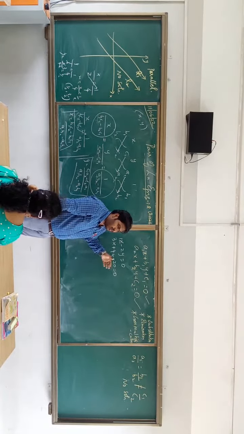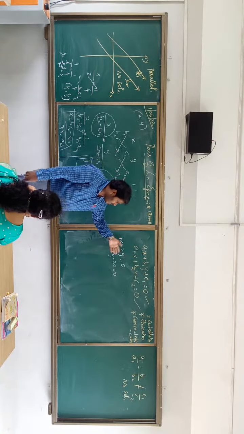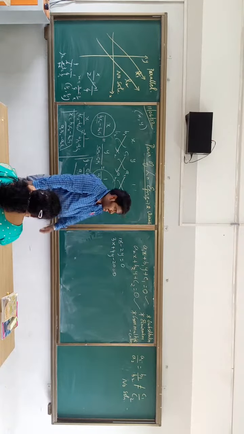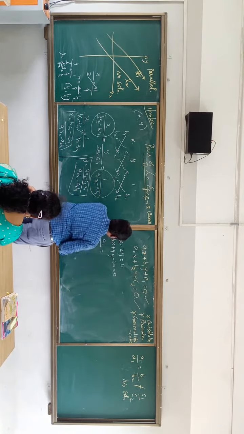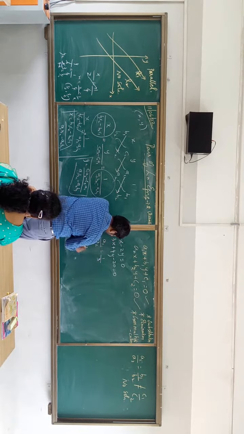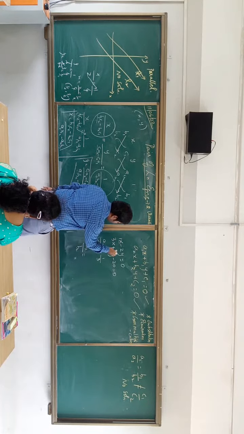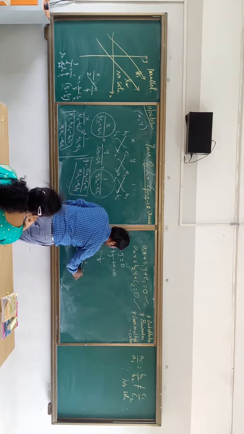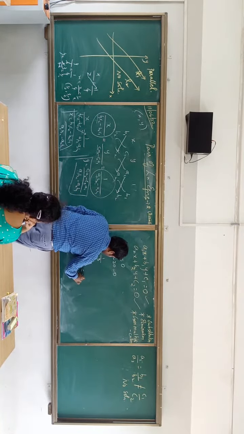Now you will check whether it is a unique solution, infinitely many solutions, or no solution, or else whether the lines will be intersecting, coincident, or parallel. So we will write a1 by a2. What is the answer for a1 by a2? That is 1 by 3. And b1 by b2: here our b1 value is minus 2 and my b2 value is 4, so that is minus 2 by 4, that is minus 1 by 2.